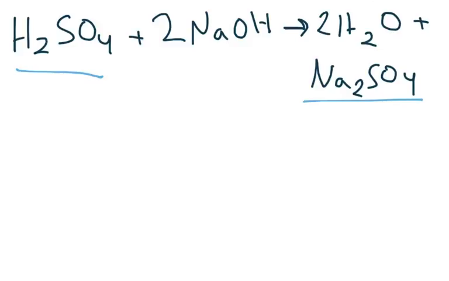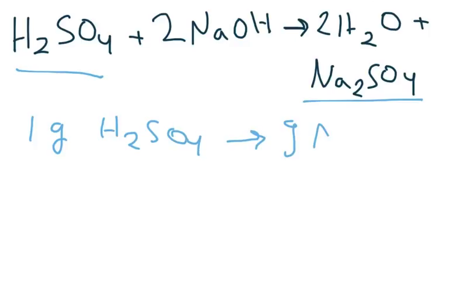So if I give you, for example, 1 gram of H2SO4 and ask you to calculate how many grams of Na2SO4 you have, it might sound a little bit magical. But again, remember that we had our periodic tables. And our periodic tables were so beautiful because they gave us a connection between our grams and our moles, right?